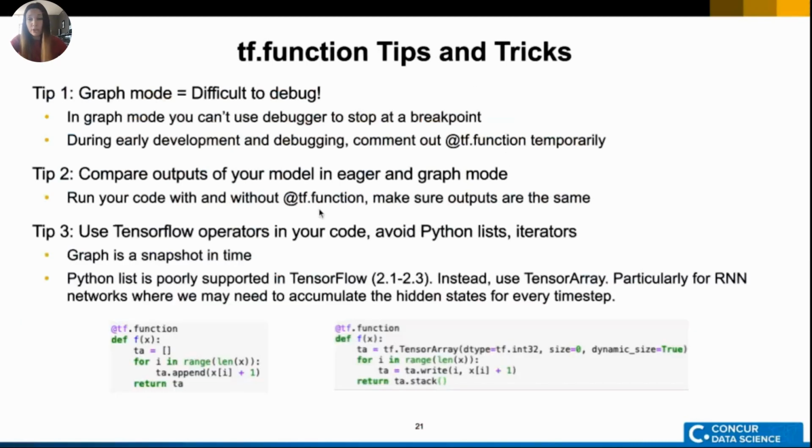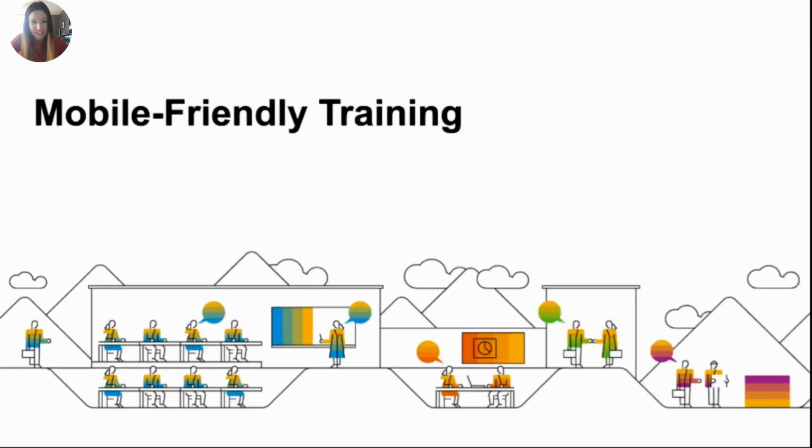And then also avoid using certain things in your training step loop. So avoid using Python lists and iterators that are changing. You can think of a graph as a snapshot in time. So if you have something that's, for example, appending to a list, like shown here, and you decorate that with tf.function, that can lead to very unexpected behavior. So just make sure to double check everything.